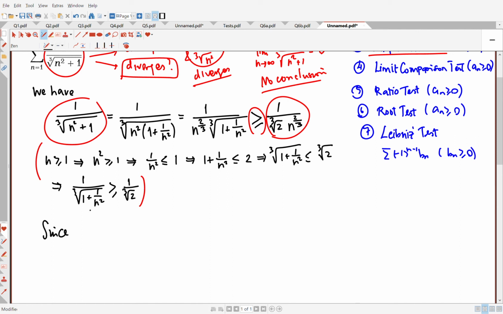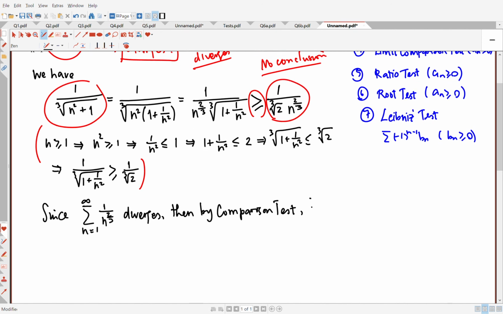Since the summation of 1 over n^(2/3), n from 1 to infinity, diverges, then by the comparison test, the summation n from 1 to infinity of 1 over the cube root of n squared plus 1 also diverges. Okay, done.